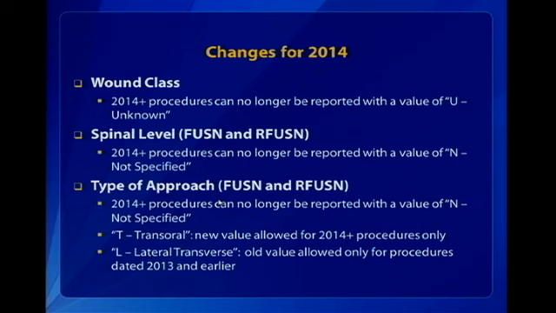So wound class for procedures that have a date of 2014 and forward: you can no longer report these with a wound class value of U or unknown. For the spinal level variable for fusions and refusions, again, you can no longer report these with a value of not specified for 2014 and forward. And the same goes for type of approach, where you can no longer report not specified.